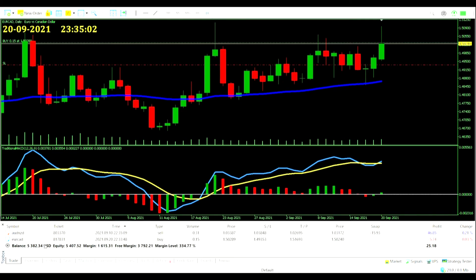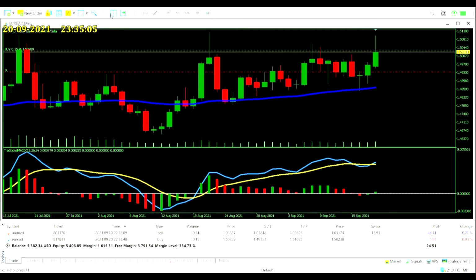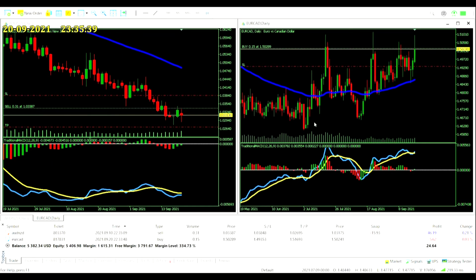We are back in action with 2 trades, 4 currency pairs. And there they are, both of our trades. We will be back in 24 hours to see how they're doing.